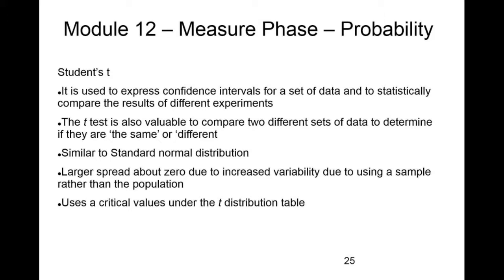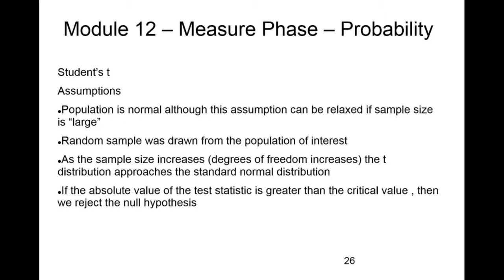Student's t is used to express confidence intervals for a set of data and to statistically compare the results of different experiments. The t-test is also valuable to compare two different sets of data to determine if they are the same or different. It's similar to a standard normal distribution. It has a larger spread about 0 due to increased variability from using a sample rather than a population. It uses critical values under the t-distribution table.